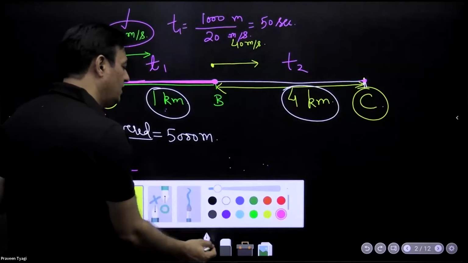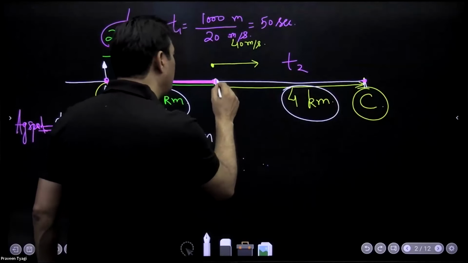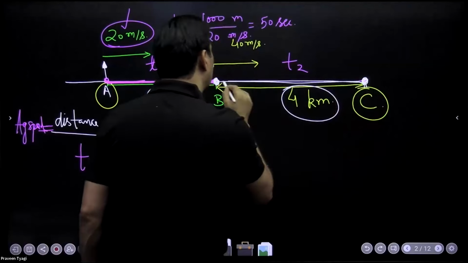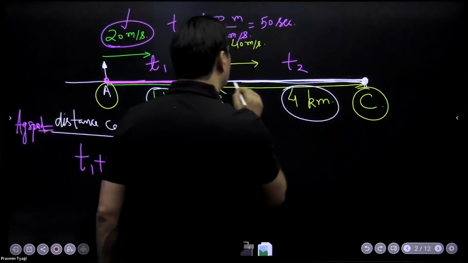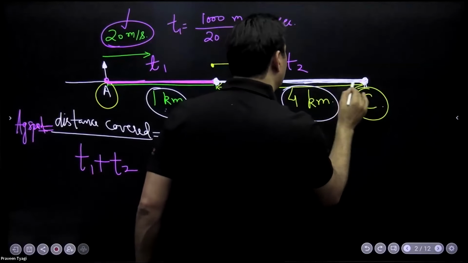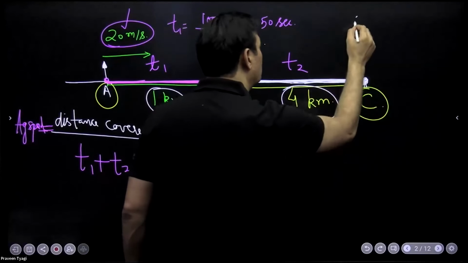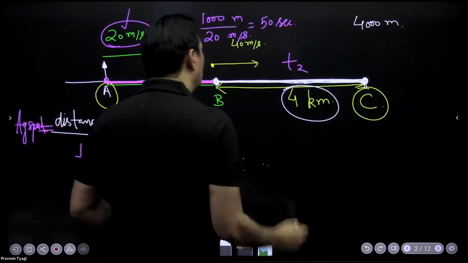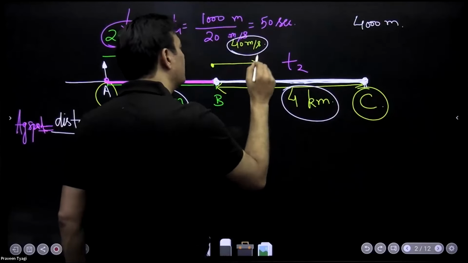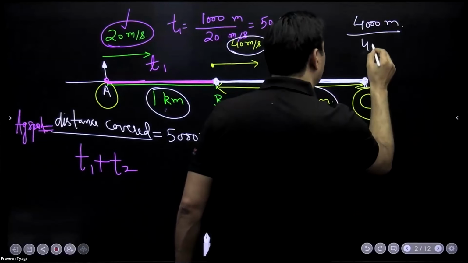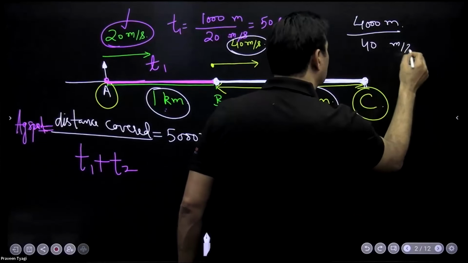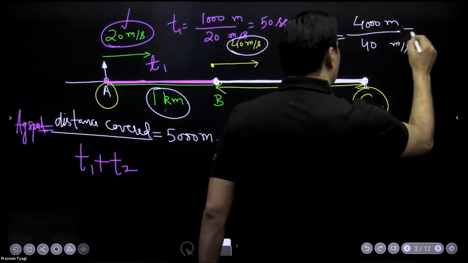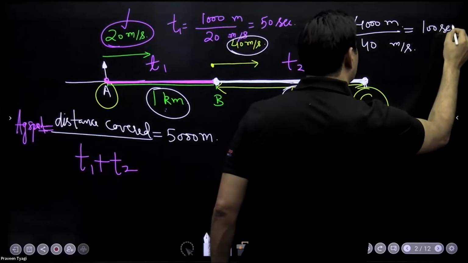I want to now find time taken from B to C. From B to C, the car moved 4 kilometers. That means 4,000 meters is the distance covered. And what was the speed during this time? 4,000 divided by 40 meters per second. That was the speed. So I'll get T2. This time will be 100 seconds.